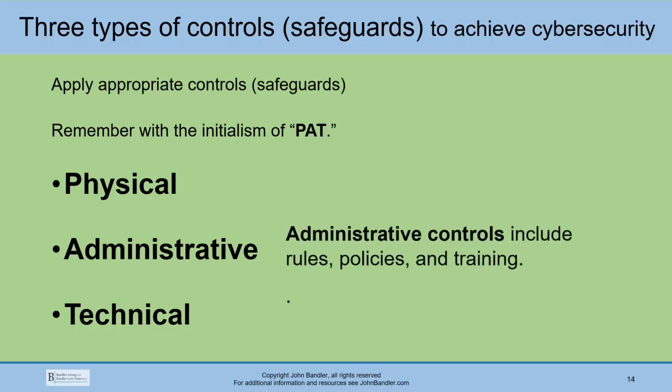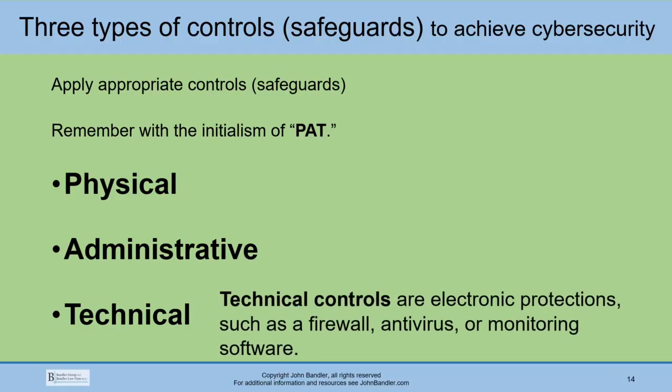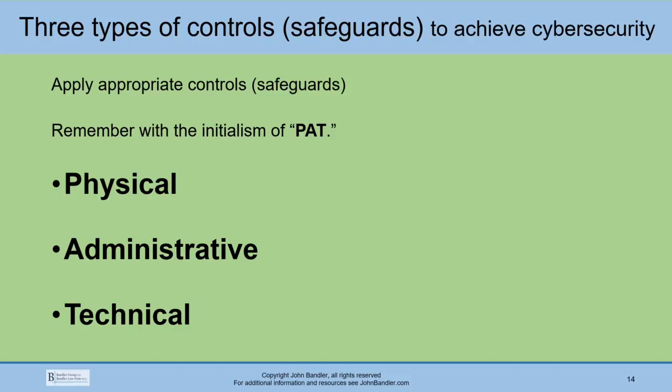An administrative control includes rules, policies, and training. Organizations need rules about how they are going to manage cybersecurity. And technical controls include things like firewalls, antivirus, monitoring systems. A lot of people think cybersecurity is just about the technical controls, but now you know it's about these 3 types of controls. Now, there are different ways to categorize safeguards. You may hear others, for example, preventative, proactive, detective, corrective, responsive, but I suggest you start by remembering these 3 PAT types because they are more intuitive.